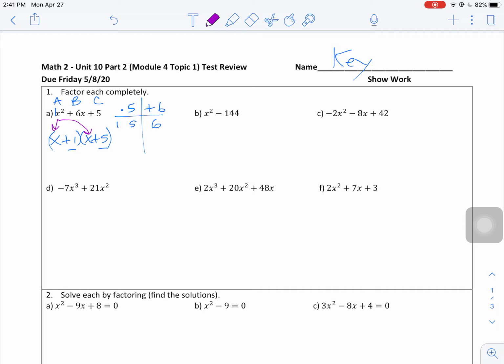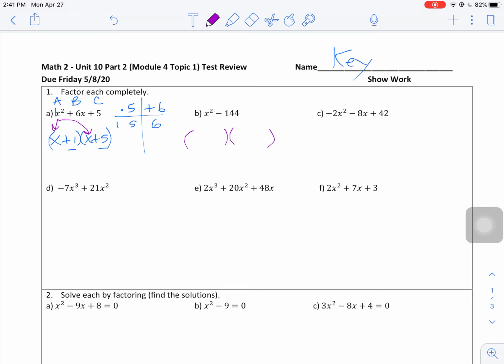On letter B, is there a greatest common factor other than 1? No. How many terms are there? 2. And it is subtraction. So anytime it's subtraction and it's 2 terms, you want to double check and see if it's a difference of 2 perfect squares. You'll know it's a difference of 2 perfect squares if both of your terms are perfect squares.